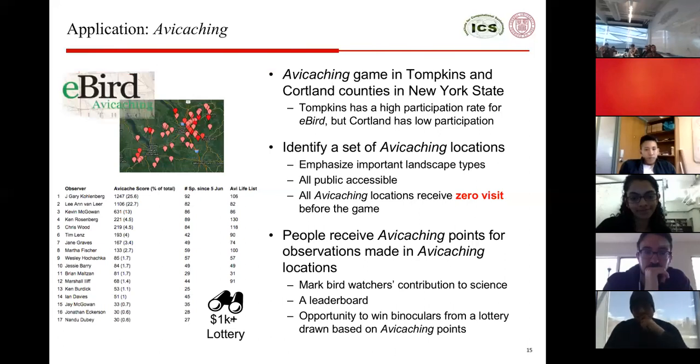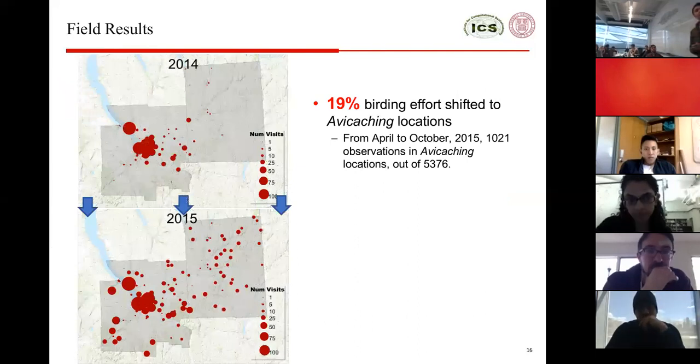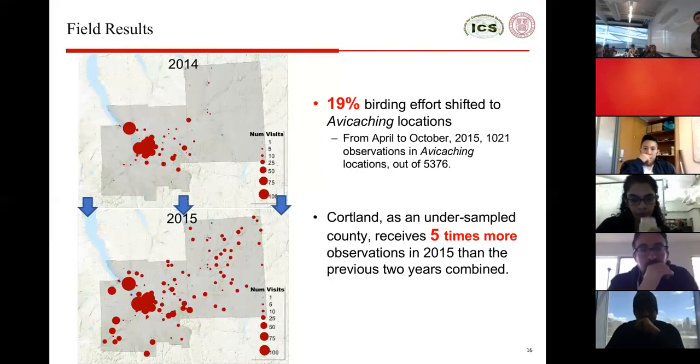We maintain a leaderboard, as you see on the left, and they have opportunities to win birding equipment, such as binoculars, from a lottery draw based on how many Avicaching points they have earned in a season. Now, the results have been phenomenal. We are able to shift 19% of birding effort from traditional hotspots to Avicaching locations. Remember that we selected Avicaching locations to be ones that were not visited prior to the game, so this 19% shift is a net amount of shift. And Cortland, as an undersampled county, received 5 times more observations in 2015 compared to the previous 2 years combined.